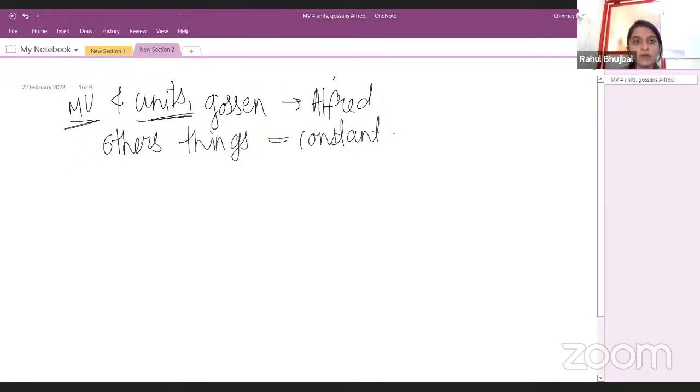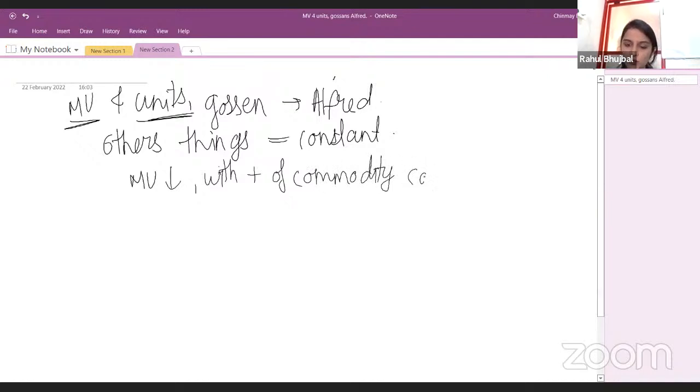So what has been explained by Alfred Marshall in this law? He says as you consume more units, marginal utility will go on decreasing. So he says other things remaining constant, marginal utility goes on decreasing with every additional unit of commodity consumed.